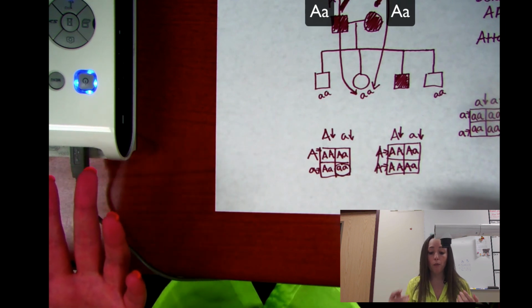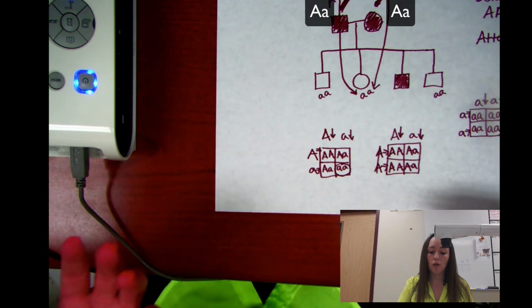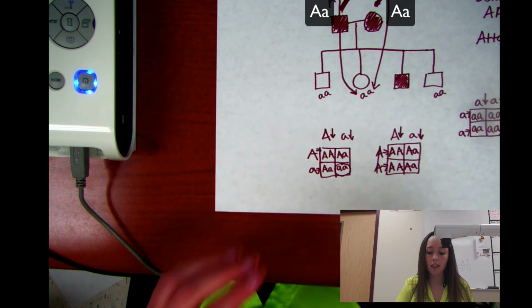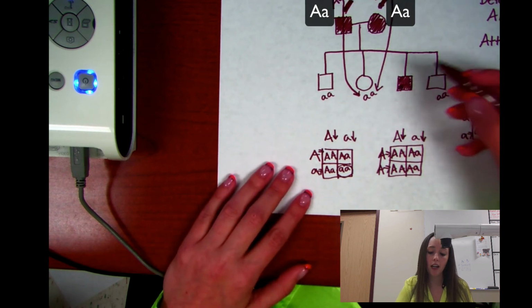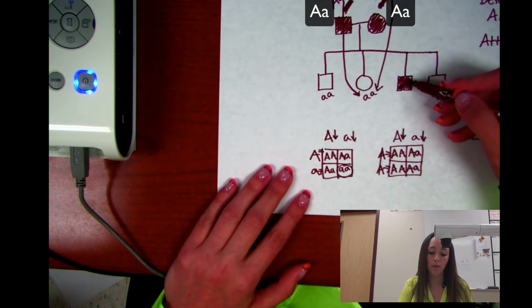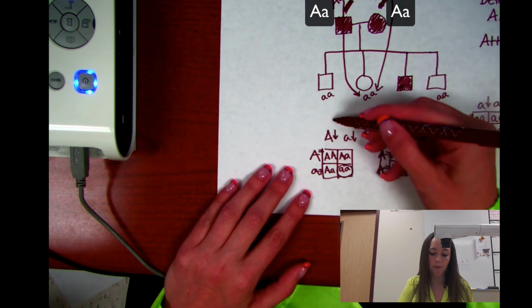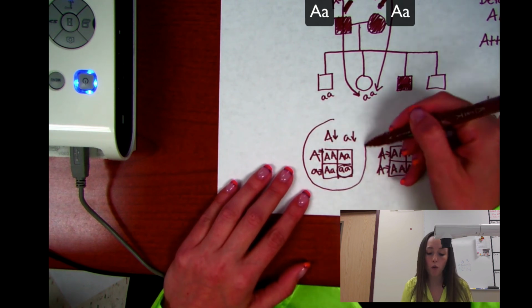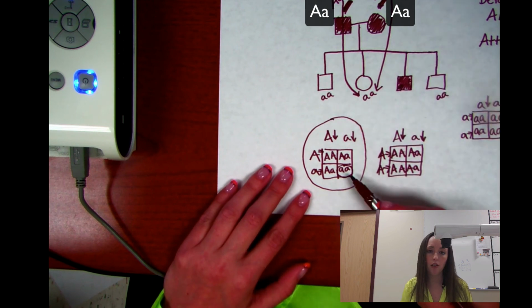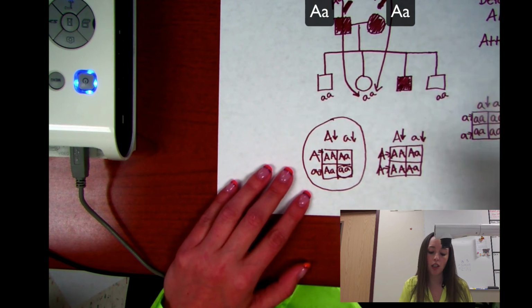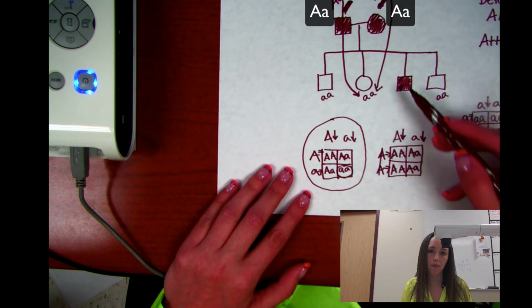Alright, so now we need to figure out this guy. So this guy is dominant. So he inherited the dominant trait from his family. Now, looking at this Punnett Square with his mom and dad, can we know what his genotype is? Can we know his genotype by looking at this Punnett Square?